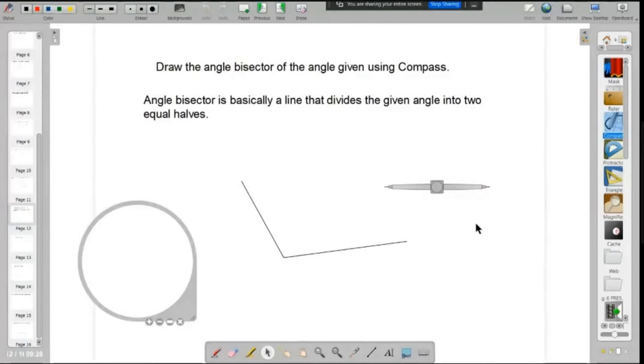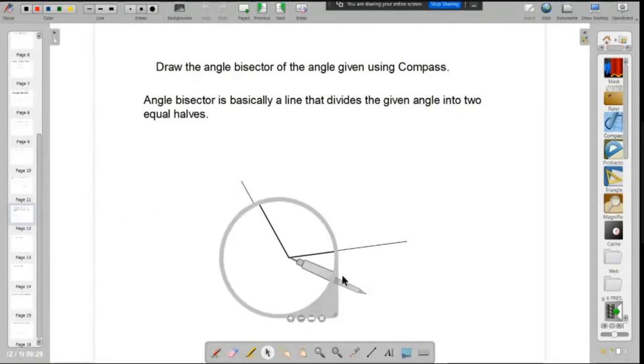I have taken the compass. I can move it, I can rotate it. What I will do is first set the distance in such a way that the arc made cuts both the arms of the angle. So I have taken a reasonable length. It should be less than the length of the arms of the angle given. So this is the angle given. First I keep the pivot end of the compass exactly at the vertex of the angle.